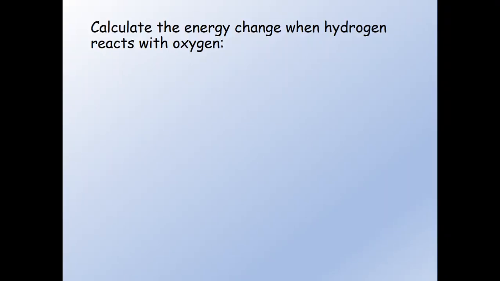So here's our example question. Calculate the energy change when hydrogen reacts with oxygen. When you are given a question like this, you will also be given the reaction equation with the bonds being displayed. So we can see here that we have 2 hydrogen molecules with the hydrogen-hydrogen bond, 1 oxygen molecule with an oxygen double bond. They react to 2 water molecules, and in the water we can also see the oxygen-hydrogen bond. You will also be given the bond energy for these individual bonds.